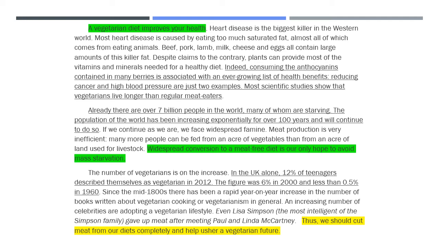Later, they give a more specific statistic, so clearly this is all evidence. Down here in the bottom where you see even Lisa Simpson gave up meat after meeting Paul and Linda McCartney, that's an example. Probably not the best example to be using a cartoon to support what you have to say, but it is an example.